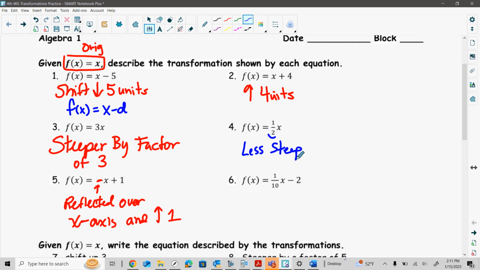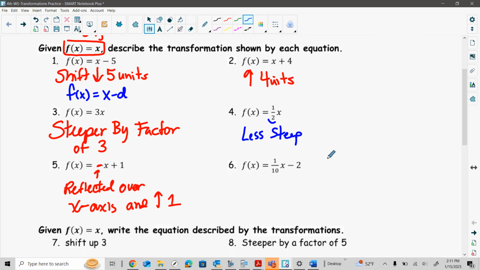Now on number 6 here, you have two things happening. You're having your slope, and you also have a -2. So on our rule, if I have a function and I subtract some number from it, that's indicating a shift down. So I need to talk about how steep it is and how far it's shifting. That's your hint.